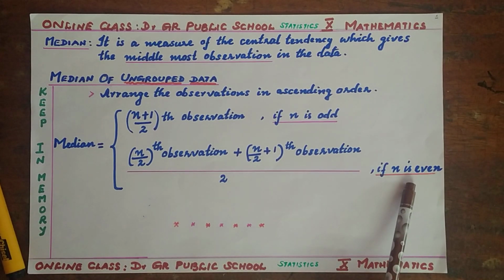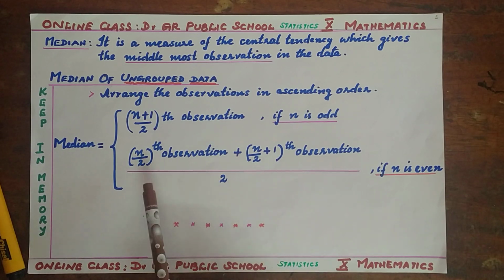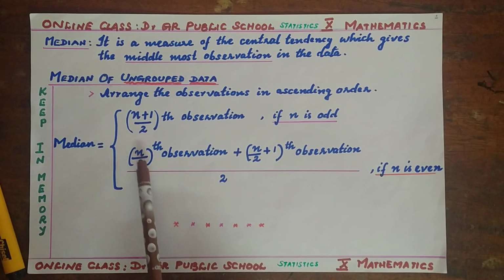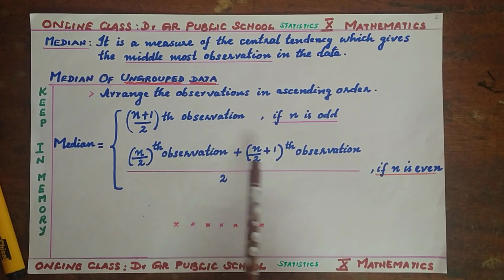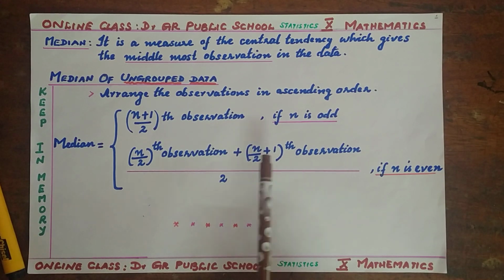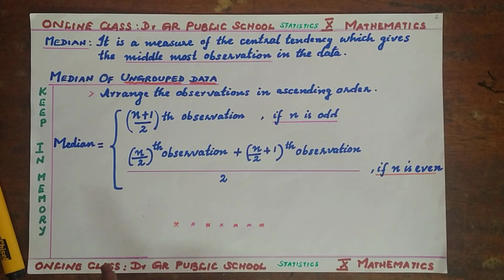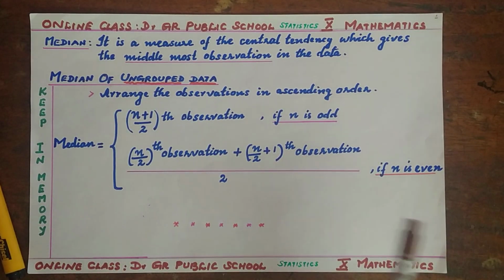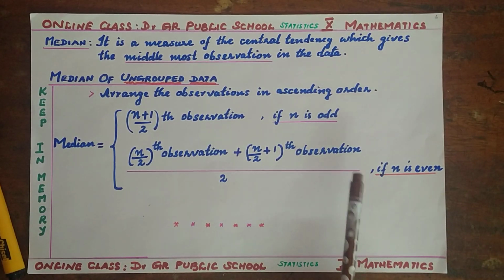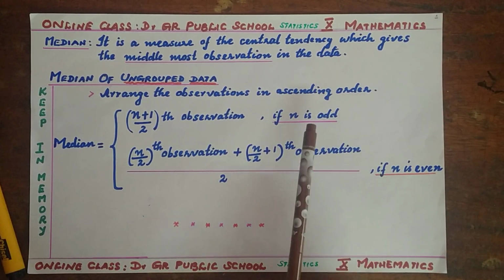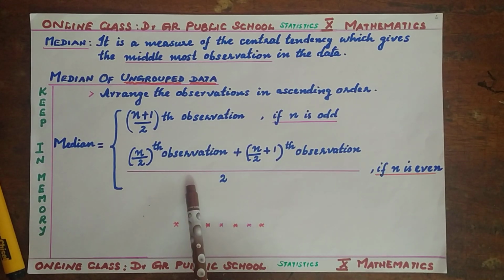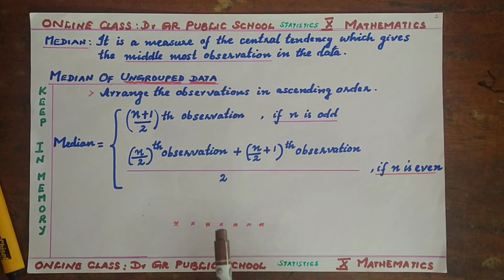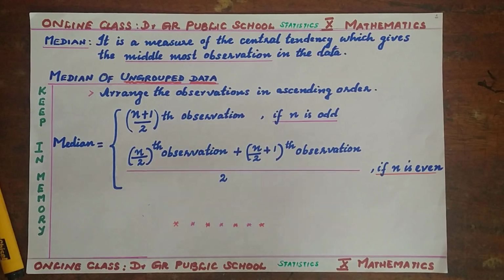But if n is even, you need to apply this formula. Suppose n is even and n is taken as 6. Then you need to write 6 by 2th observation, that is the third observation, plus 6 by 2 plus 1, that is the fourth observation, divided by 2. So, by heart this: the median of ungrouped data can be calculated by means of two formulas depending on the number of observations, n odd or even. If the number of observations is even, we apply this formula. If it is odd, we apply this formula. By heart this formula, and now we are going to do a problem based on this.